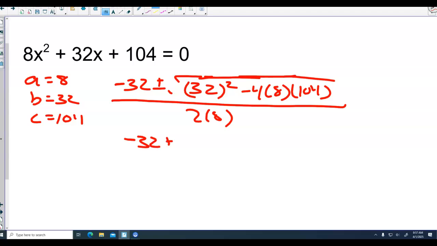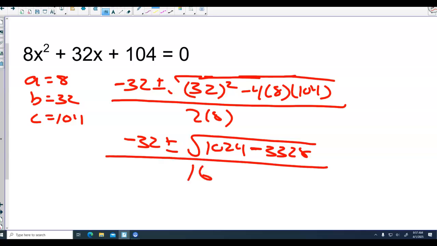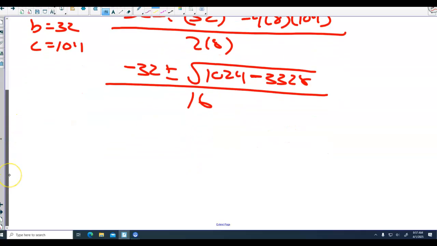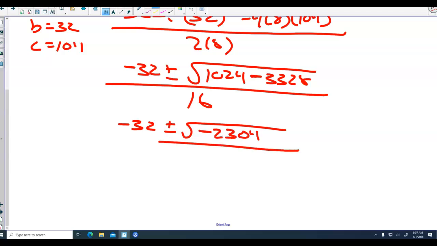So we get negative 32 plus or minus 32 times 32, we have our 1024 minus 32 times 104, we get negative 3,328 all over 16. And now when I break this down, we get negative 32 plus or minus the square root of negative 2,304. So I do need to break down the 2,304.